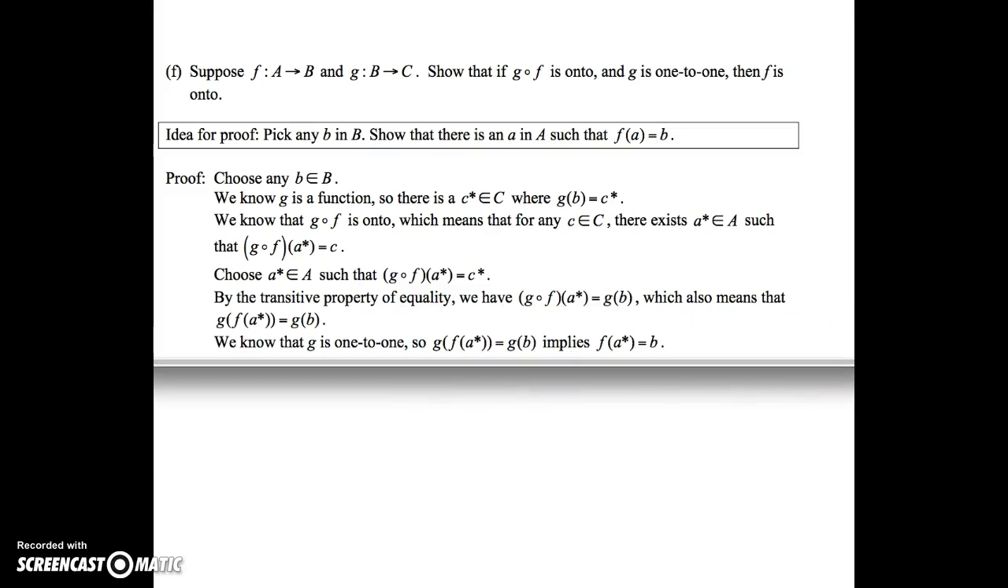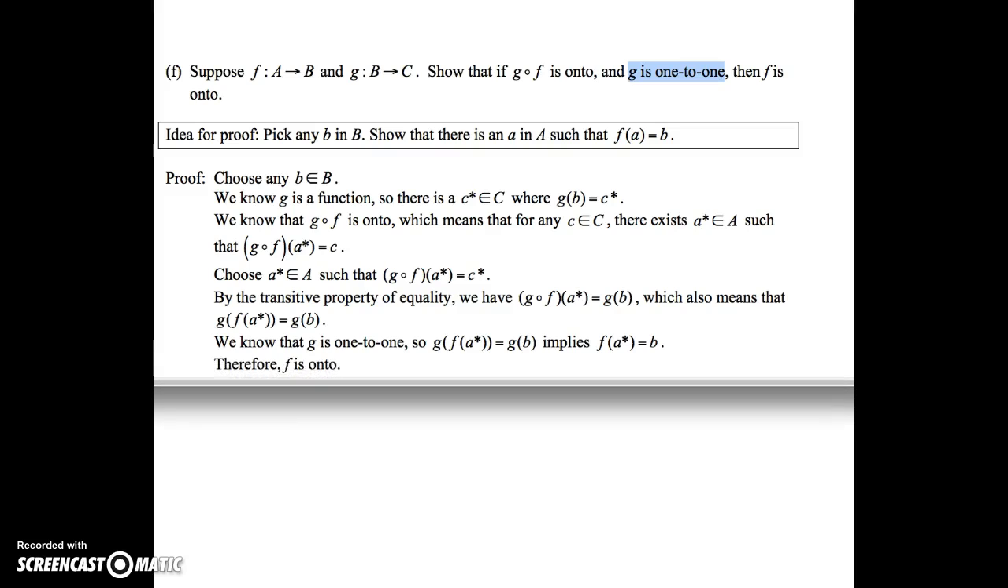And finally, since G is 1 to 1, we have that up here in our premise. Since G is 1 to 1, if we have G of some input equals G of a different input, 1 to 1 means that those two inputs are the same. So F of A star equals B. Since F of A star equals B, we get F is onto. We started with any element in the codomain of F, and we showed that it comes from an element in the domain of F. So the function F is onto.